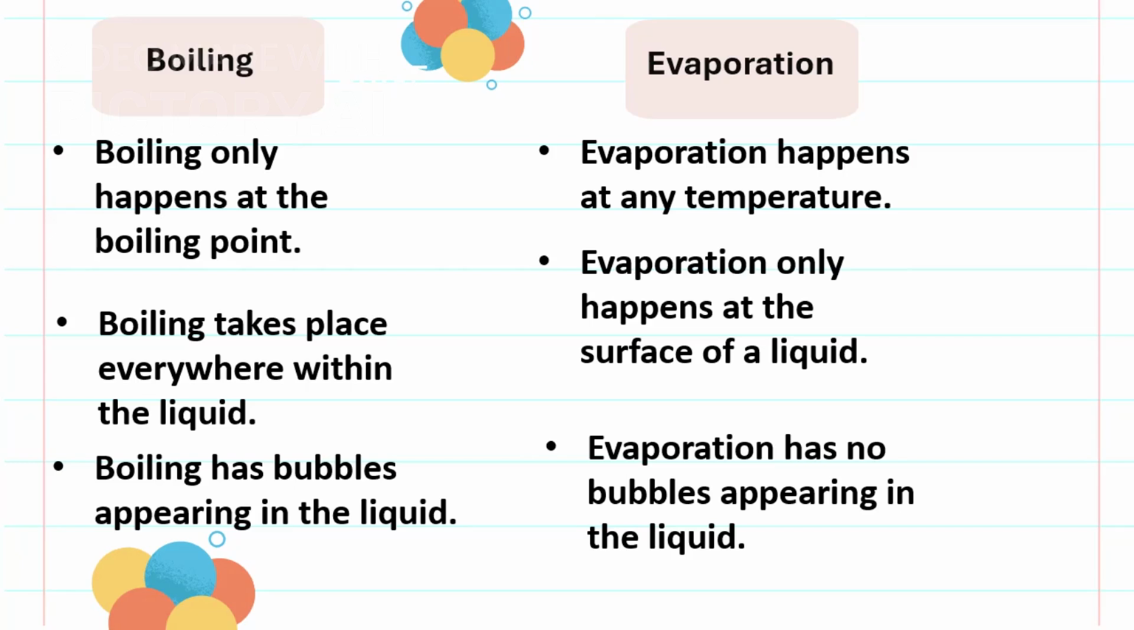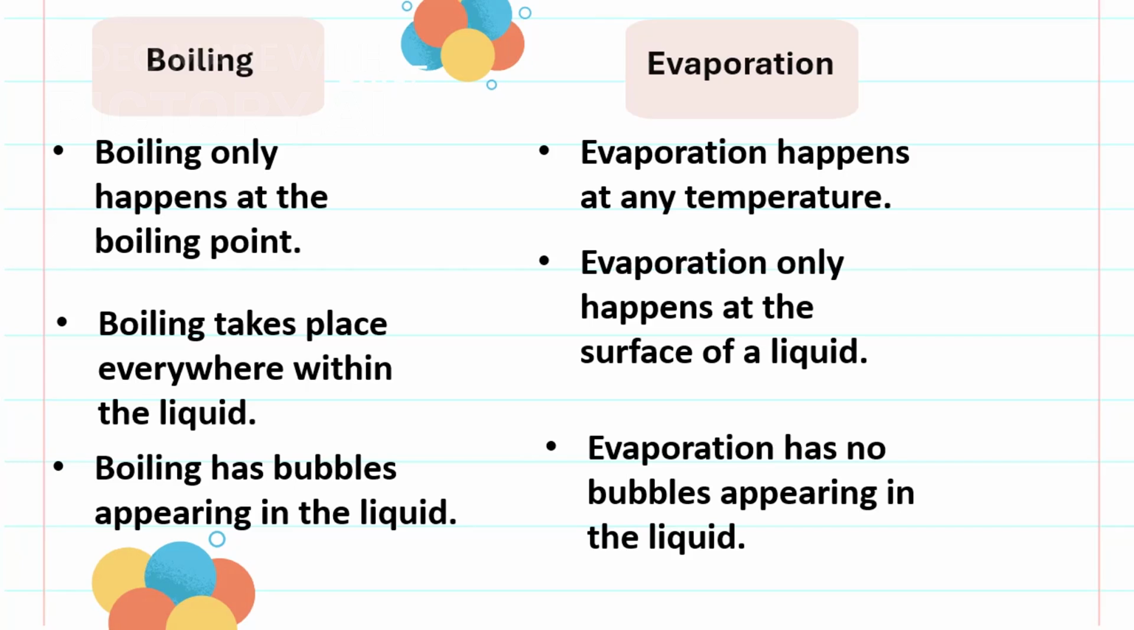Boiling happens only at a specific temperature, known as the boiling point. For example, pure water boils at 100 degrees Celsius at standard atmospheric pressure. Evaporation, on the other hand, can happen at any temperature. The liquid does not need to reach its boiling point for evaporation to occur. 2. Where the process takes place. Boiling takes place throughout the entire liquid, from the bottom to the top. This is why you see activity inside the liquid, not just at the surface. Evaporation only happens at the surface of the liquid. Even when the rest of the liquid is calm, particles at the surface can escape into the air.